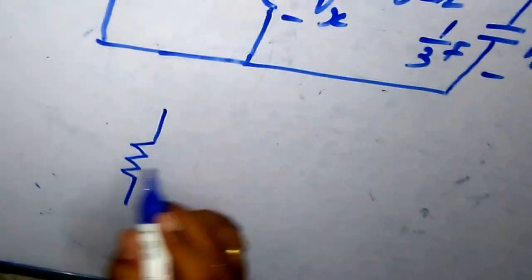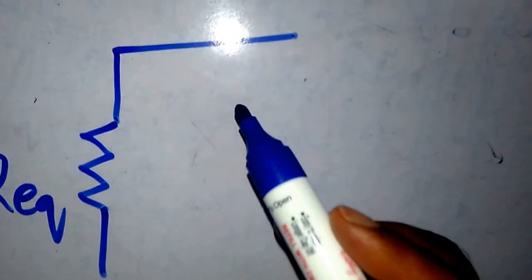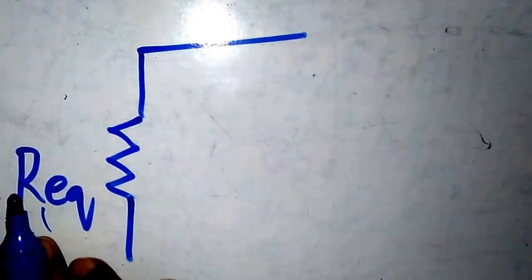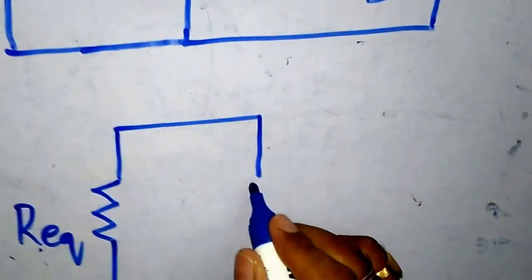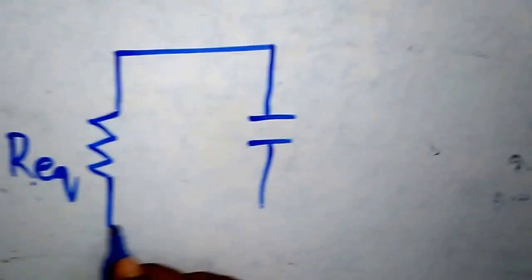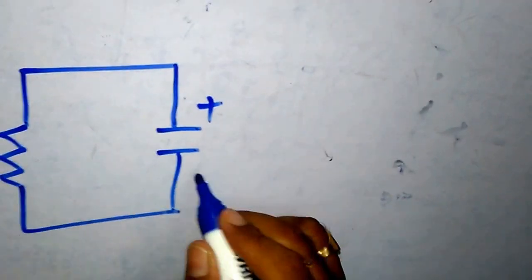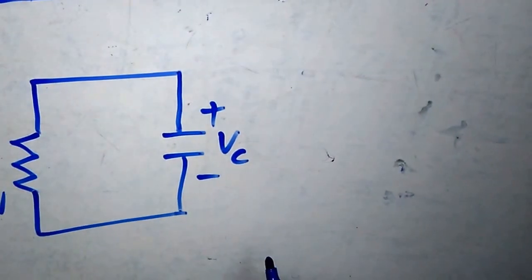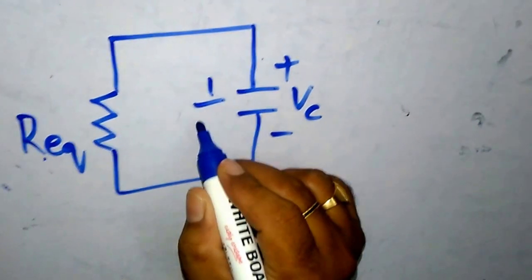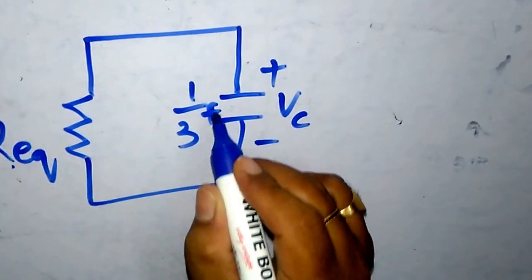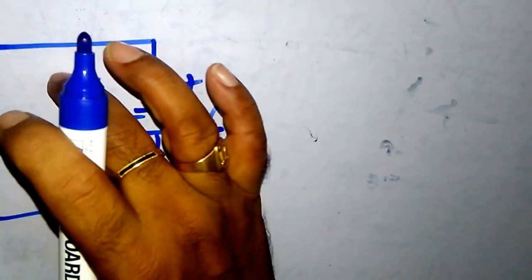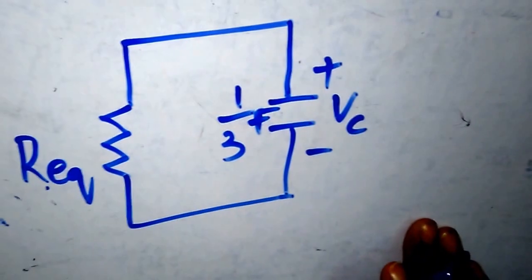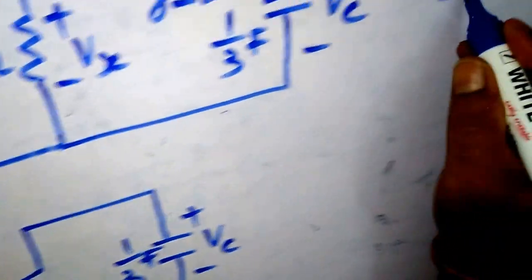So I can consider this as R equivalent, that means whatever three resistors I have, I will reduce to one resistor by applying Thevenin's theorem. So I call it R equivalent. The other one, as it is, I can call the capacitor. The voltage across the capacitor is Vc, and 1 by 3 farads. Even in the derivation, we have written Vc here.